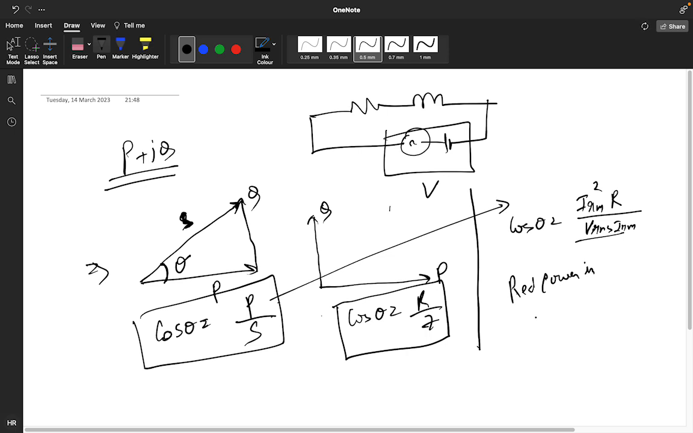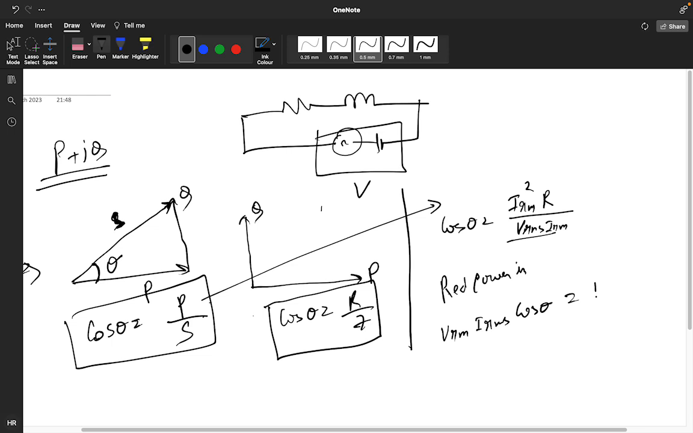we discussed in this first class only. Real power or average power of an RL circuit or any complex circuit, what are you getting? VRMS into IRMS into cos theta, which will be equal to IRMS square into R. So power factor will be how much? IRMS square into R divided by VRMS into IRMS.